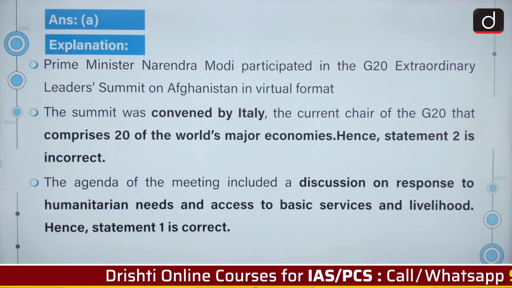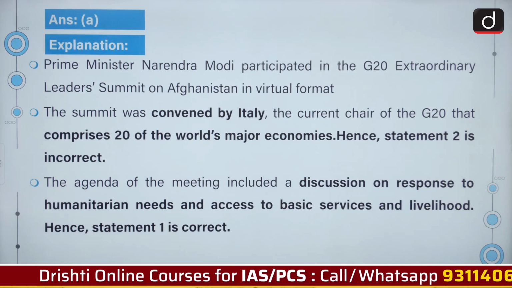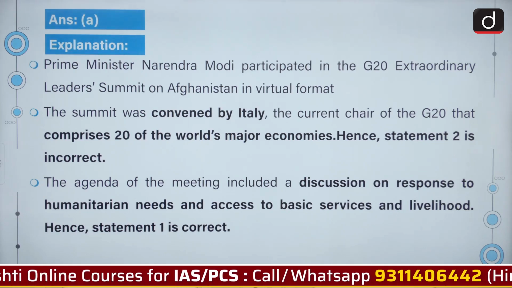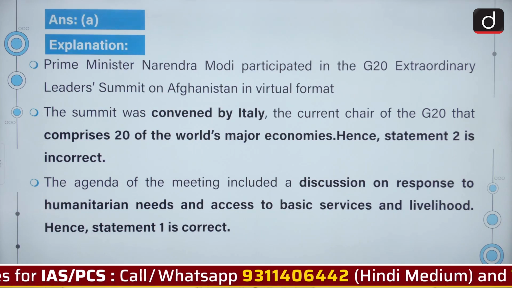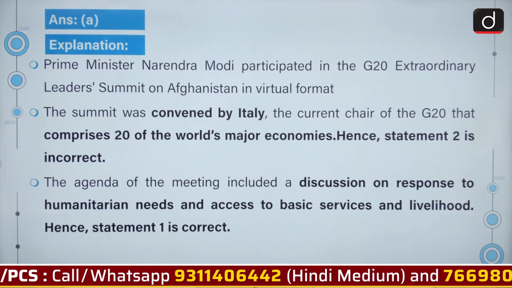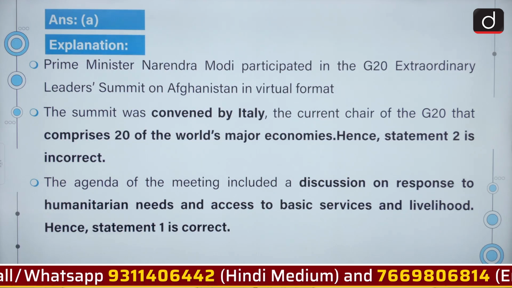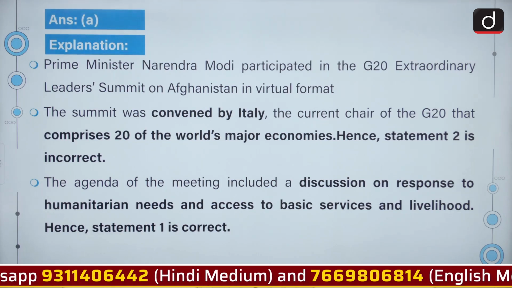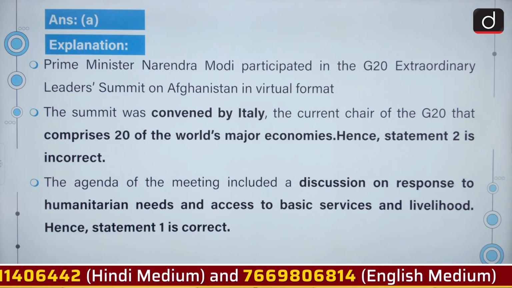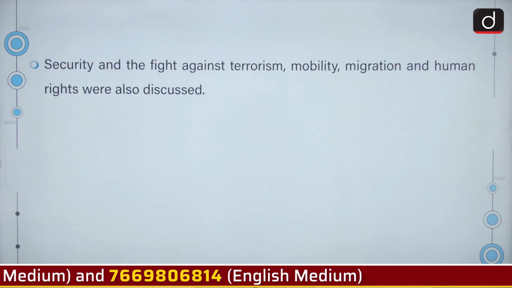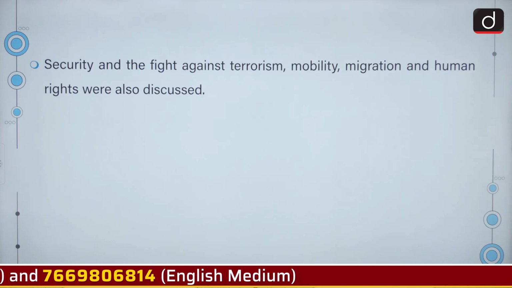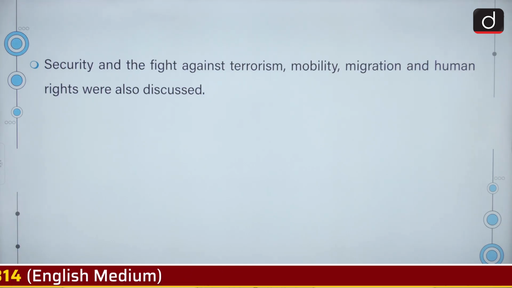Prime Minister Narendra Modi participated in the G20 Extraordinary Leaders Summit on Afghanistan in virtual format. The summit was convened by Italy, the current chair of the G20 that comprises 20 of the world's major economies. The agenda of the meeting included a discussion on the response to humanitarian needs and access to basic services and livelihood. Moving forward, security and the fight against terrorism, mobility, migration and human rights were also discussed.